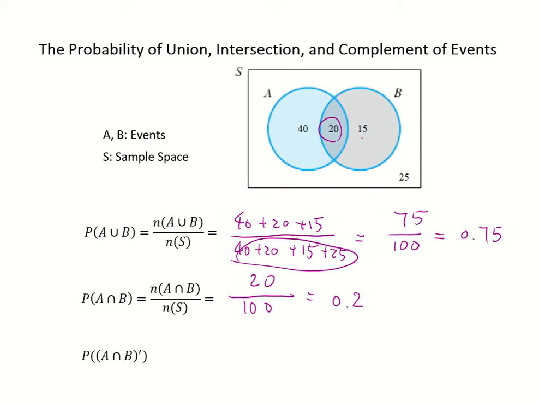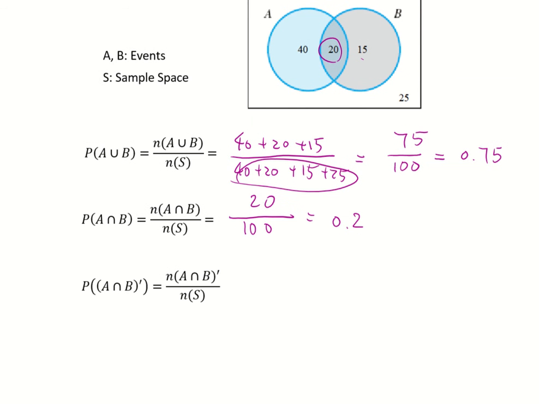Last but not least, I want to find the probability of the complement of the event A intersect B. Of course, here we can use the same logic we had earlier, right? The number of elements in the set of the complement of A intersect B should be the number of elements that are not in the intersection of A and B. So it will be 100 minus 20 here, over 100, so it's 0.8. This is one way to see it.